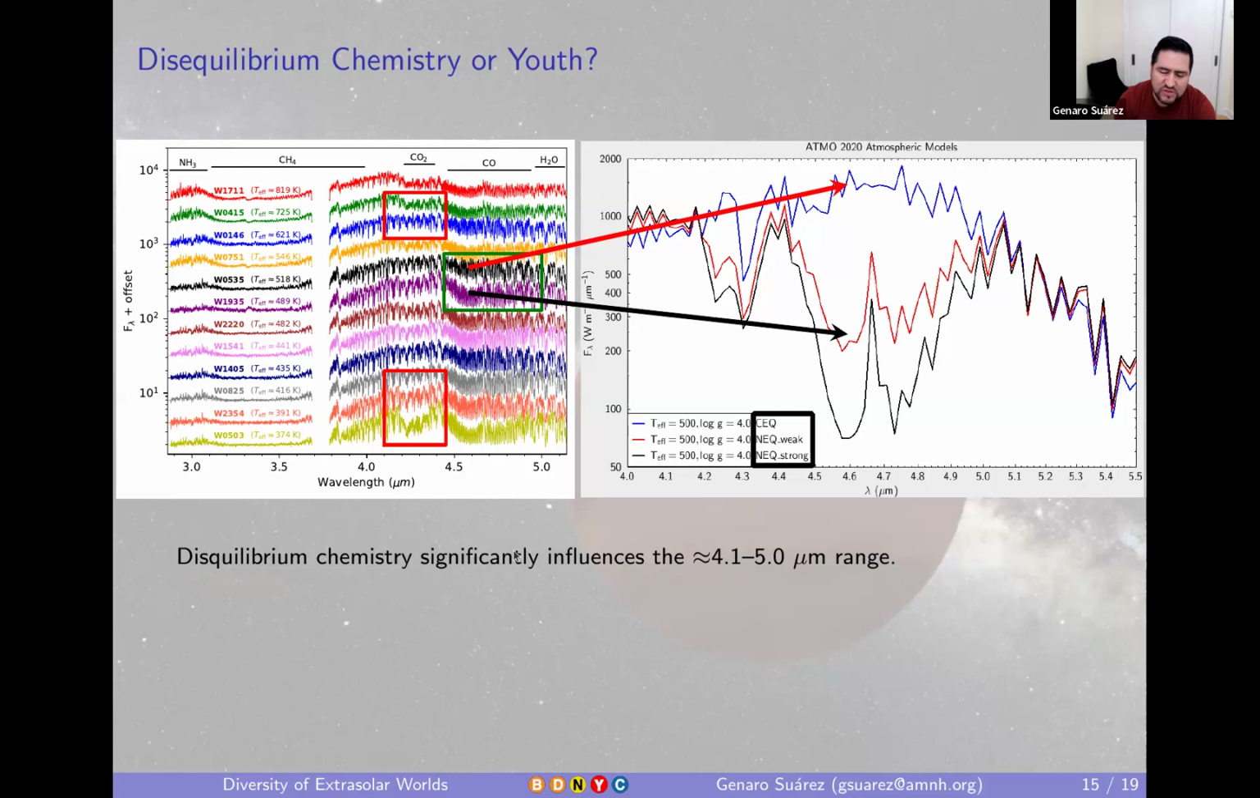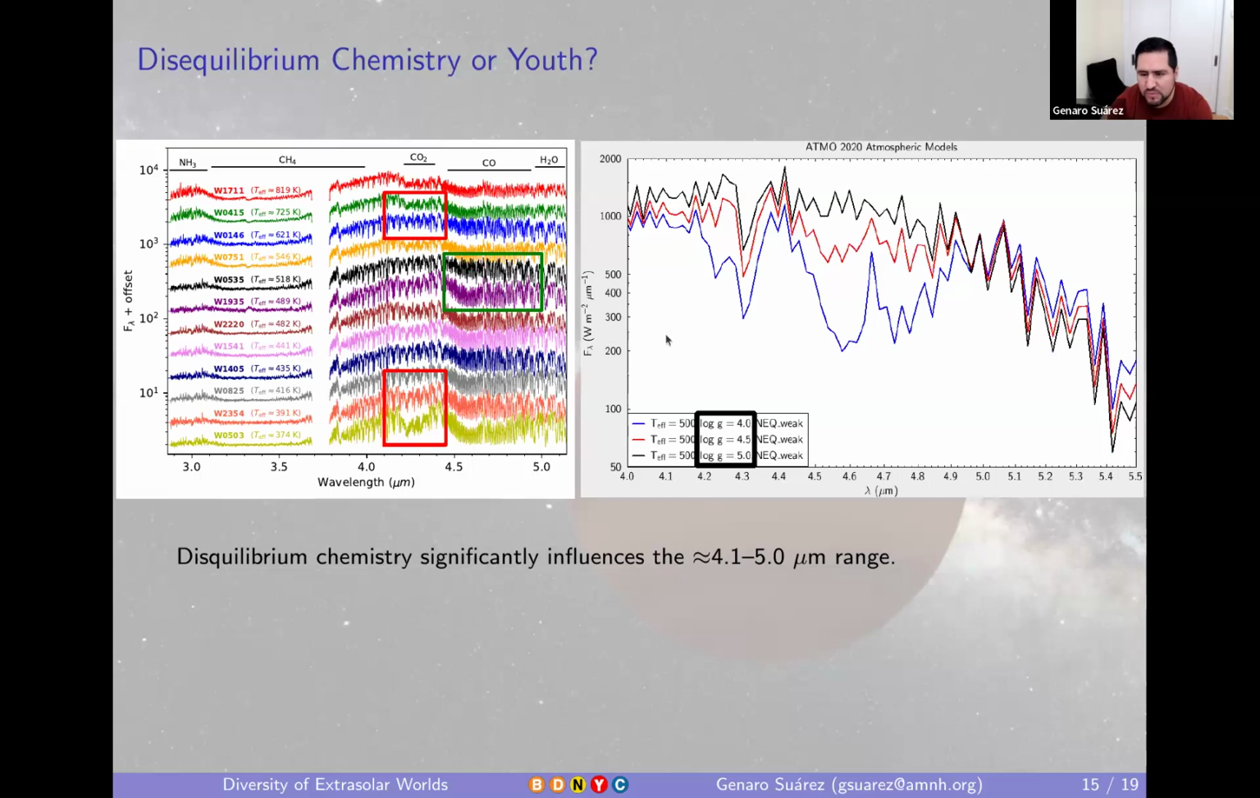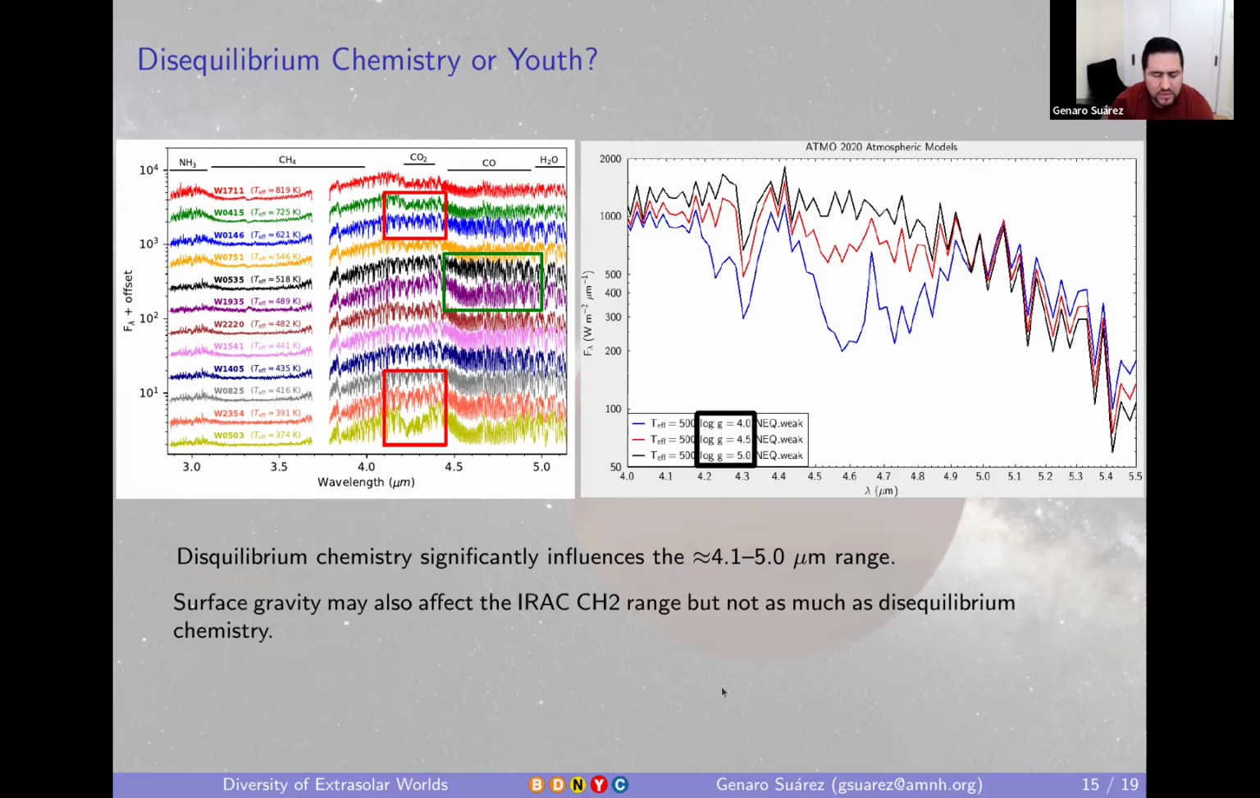But this is not the only parameter affecting the observation. So in this plot, now I'm showing spectra with the same temperature, same vertical mixing, but different gravity. And we also see a diversity. We see that the CO2 and CO features are stronger in younger or low gravity objects. So gravity could also shape this spectral region, but not as much as this disequilibrium chemistry.